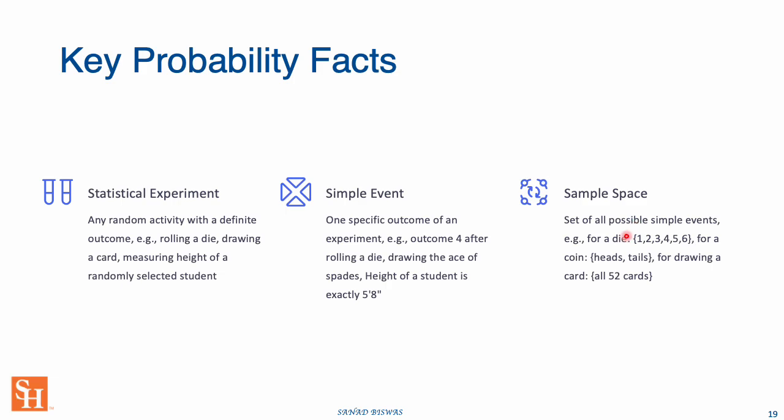For example, if we roll a die, then what are the total possible outcomes? It could be either 1, 2, 3, 4, 5, or 6, right? Then the set of all of these possible outcomes is our sample space. And if you throw a coin, what are the total possible outcomes? Head or tail, right? Therefore our sample space in that case would be head or tail. So now I think it is clear to all of you what a statistical experiment is, and what the difference is between simple event and sample space.